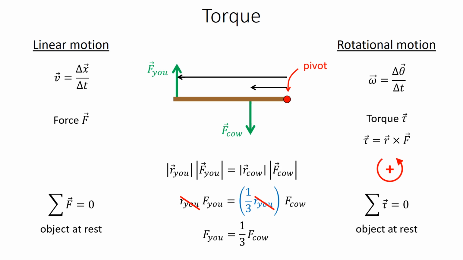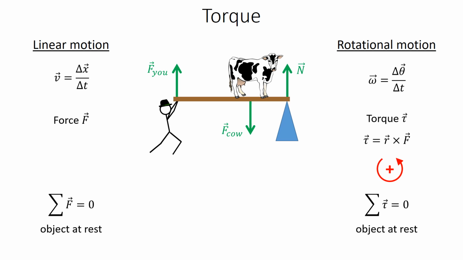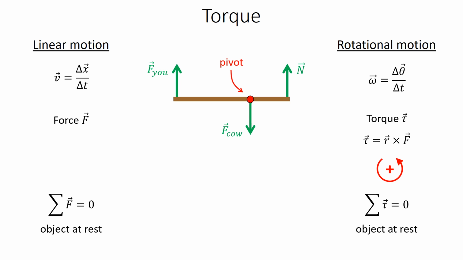Now, here's a final important point. We don't have to assume that the pivot point is on the far right. What's important is that when an object is not rotating, then the net torque must be zero, regardless of where the pivot point is located. Use this idea to compare the normal force to your applied force if you assume that the pivot point is located at the position of the cow.